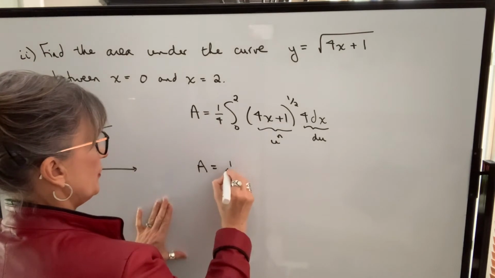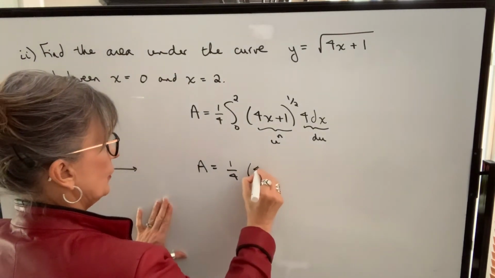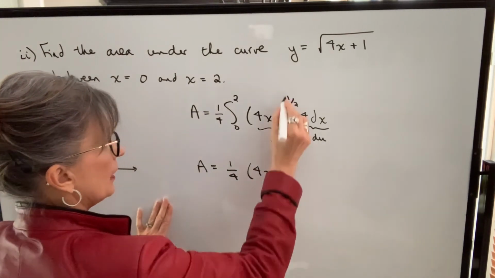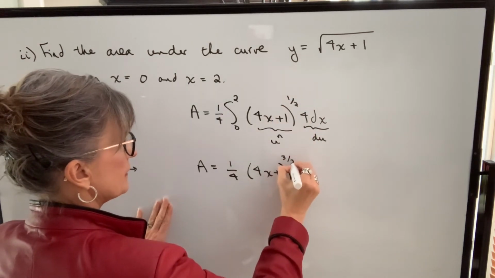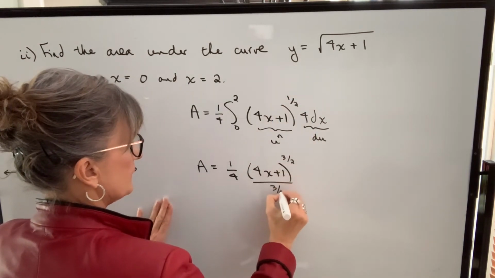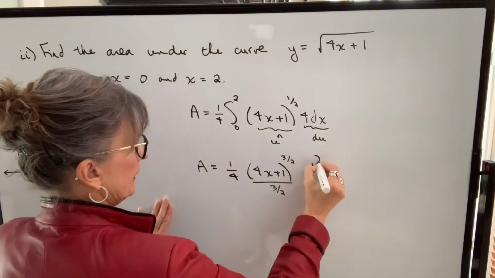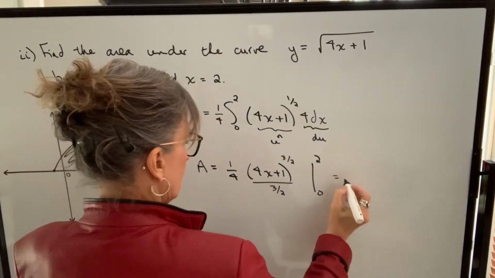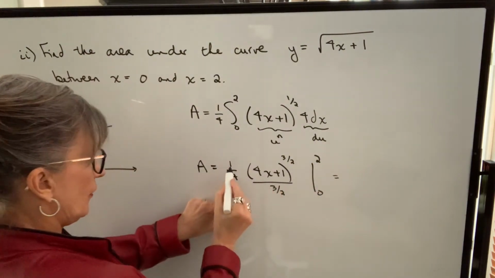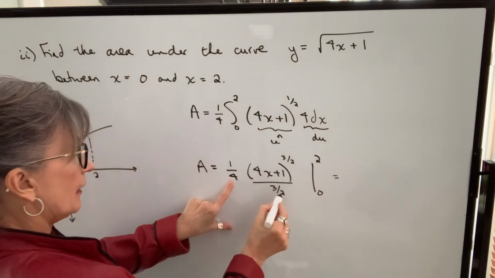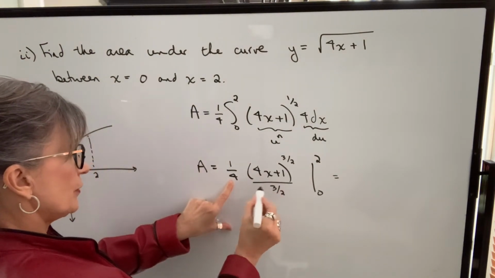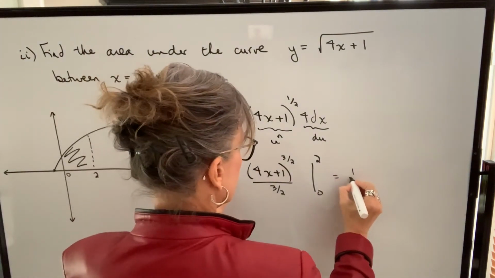So the integral will be 1/4, 4x plus 1 to the power of 1/2 plus 1, which is 3/2, divide by 3/2, and I'm indicating that it's a definite integral. When I clean that up, I'm going to have 1/4 divided by 3/2, which is 1/4 times 2/3, which reduces to 1/6.